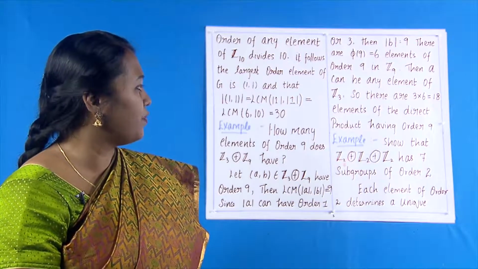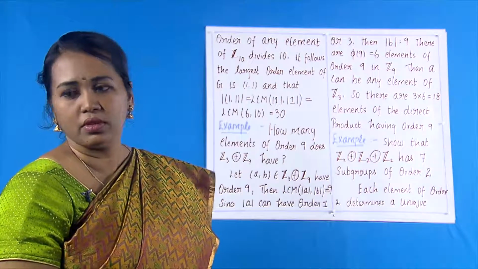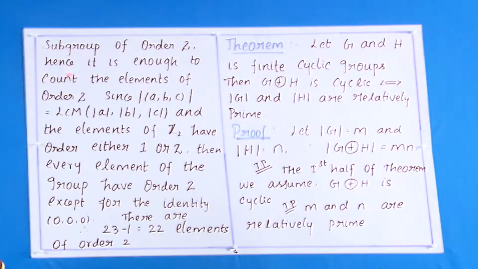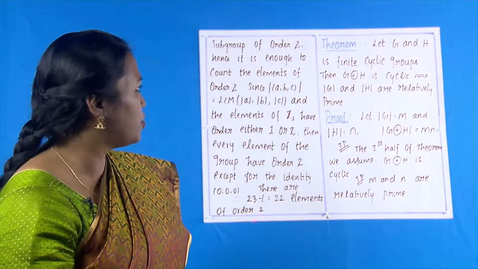Show that the direct sum of Z2, Z2, Z2 has 7 subgroups of order 2. Each element of order 2 has a unique subgroup of order 2, hence it is enough to count the elements of order 2. Since the order of (a, b, c) is equal to the LCM of the order of a, order of b, order of c, and the elements of Z2 have order either 1 or 2, then every element of the group has order 2 except for the identity element (0, 0, 0). There are 2^3 minus 1, that is 7 elements of order 2.